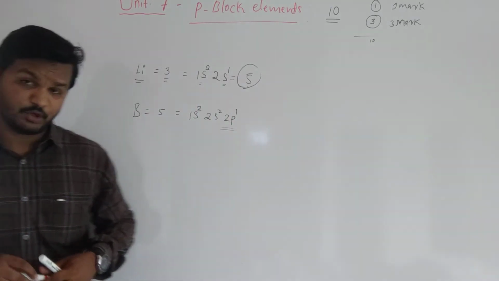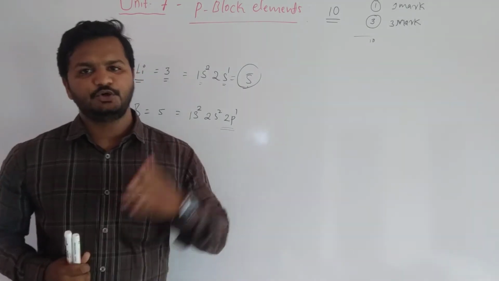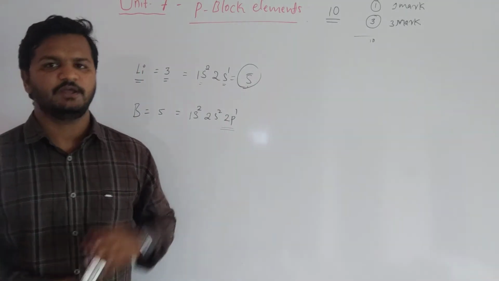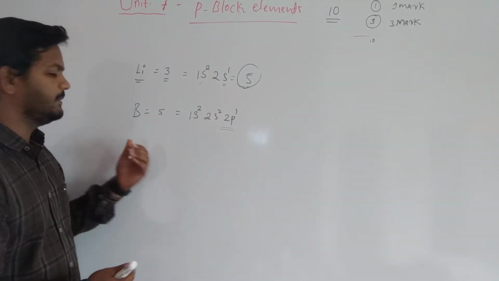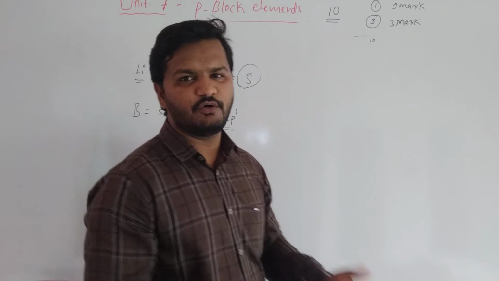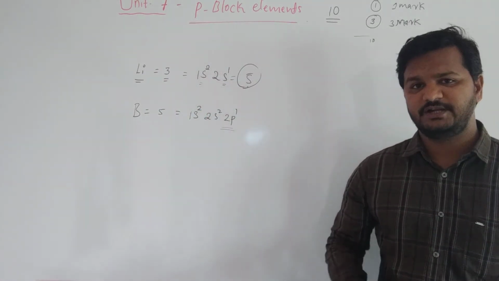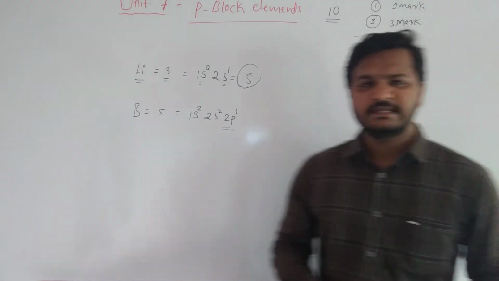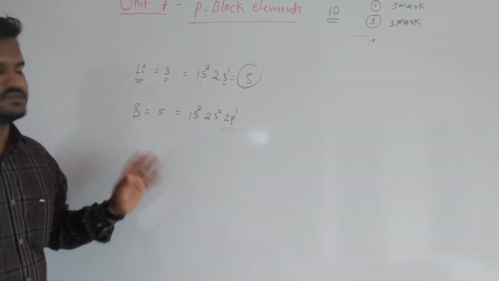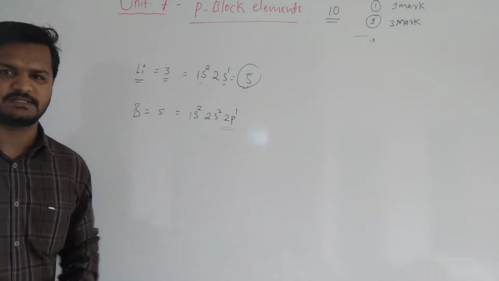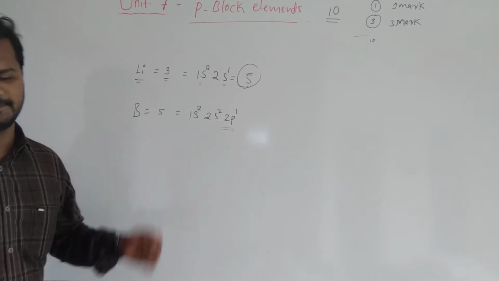Then what is the definition of a P block element? Elements in which the electron enters into the p subshell are called P block elements. For example, boron, carbon, nitrogen, oxygen, fluorine, neon. So these all come under P block elements. Students, let us start with some important definitions and some important basic terms regarding P block elements.